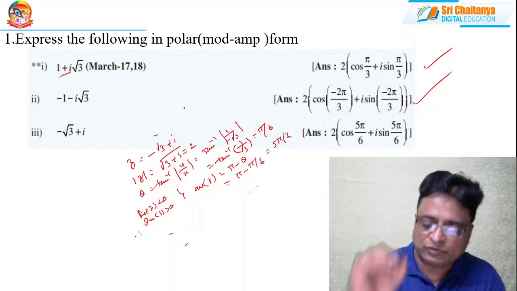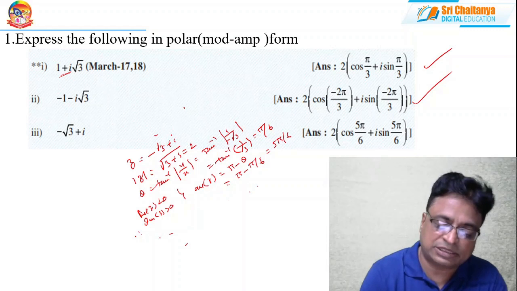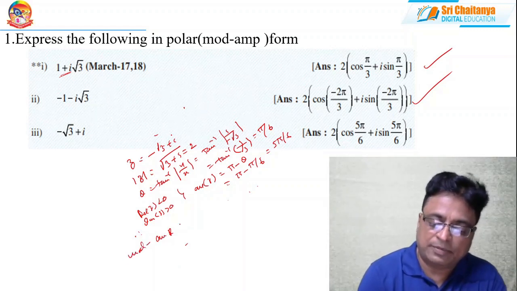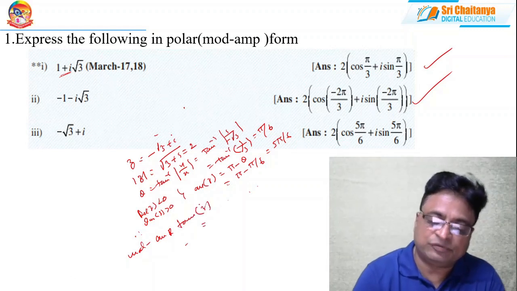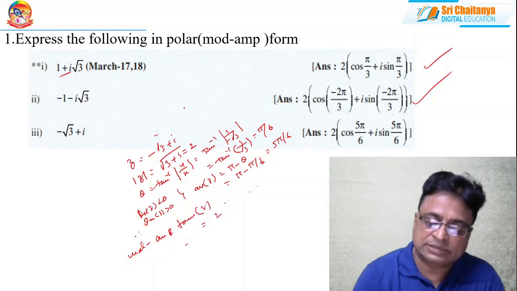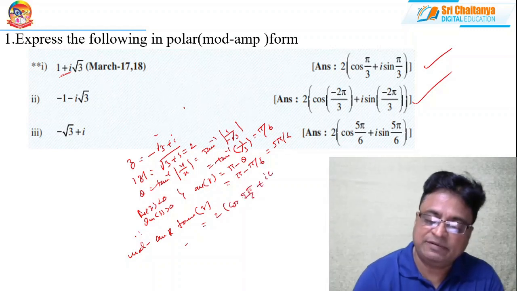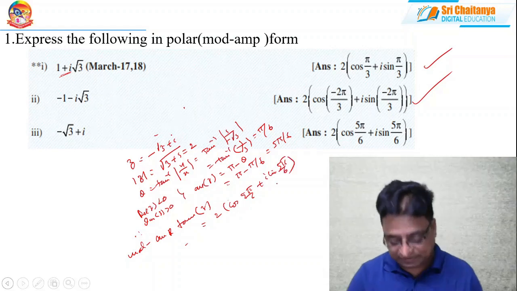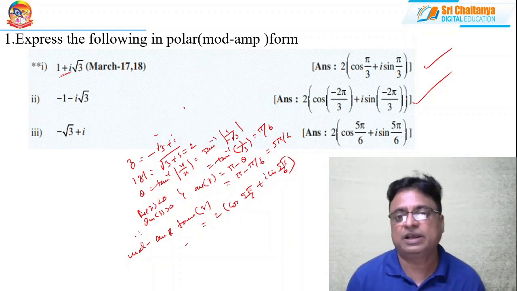Writing this one is the only crucial part. The rest of all other things are easy for you. So the mod amp form of z is equal to 2 cos 5 pi by 6 plus i sin 5 pi by 6. Easily you can write the answer. So this is the way to find the mod amp form of the given complex number.